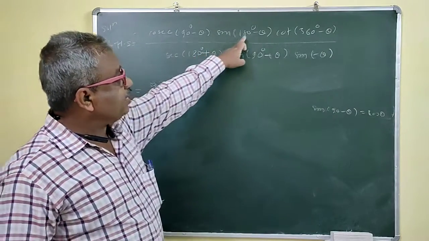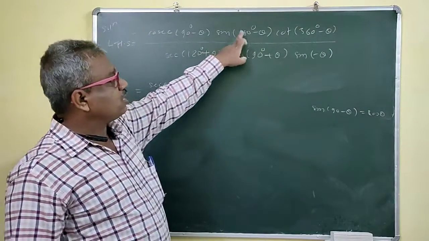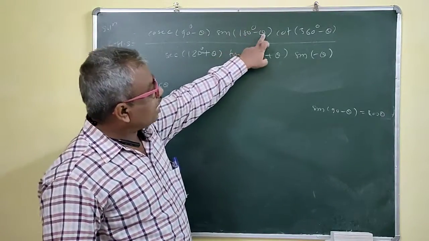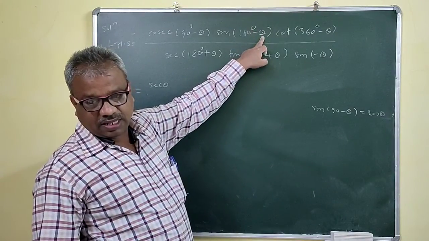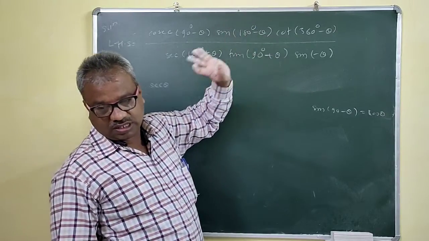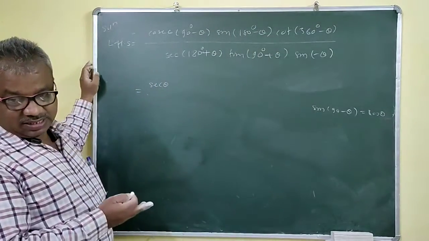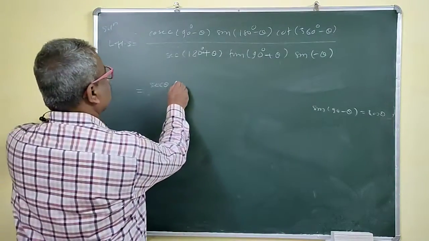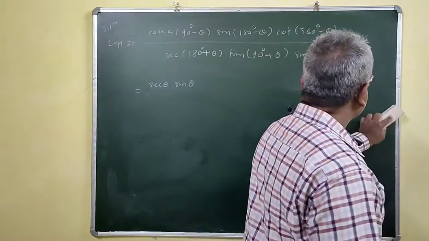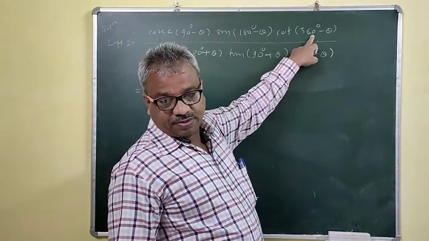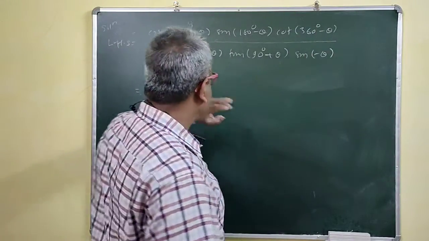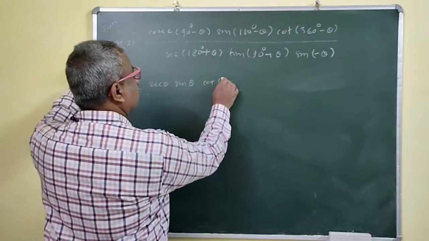Now here, sin 180 minus theta, orally you can do. First term is sin 180, so the first term is 0. Then here minus sin theta cos 180 degree, but cos 180 degree is minus 1, and minus 1 becomes plus. So this is sin theta. So sin pi minus theta is sin theta. Then this is cot 360 degree, it is 2 pi. So this is cot minus theta.